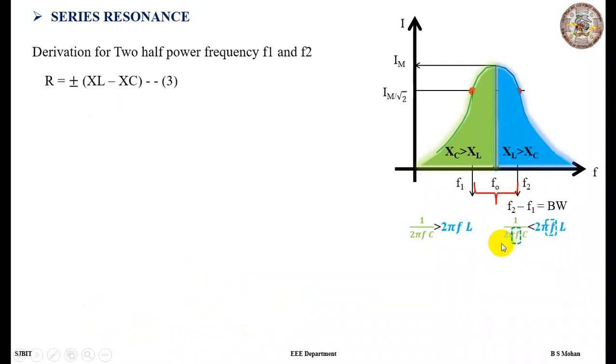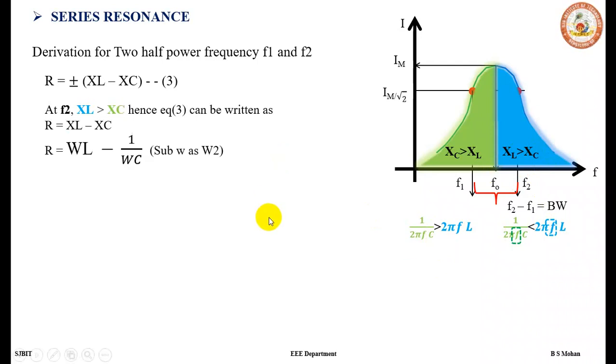Now similarly, if you see in this shaded part, beyond resonance frequency, XL will be greater than XC. As I increase the frequency further, for higher values of frequency, XC will be lesser, whereas frequency is directly proportional to XL, thus it is greater. So 1 by greater values will be smaller, thus XL is greater than XC beyond F0. Thus rewriting equation 3, at F2 or at omega 2, XL is greater than XC, thus XL minus XC.